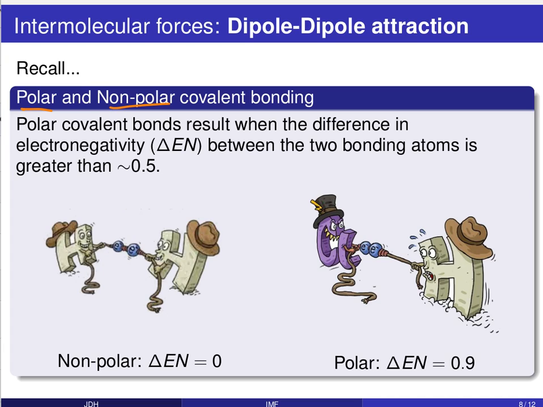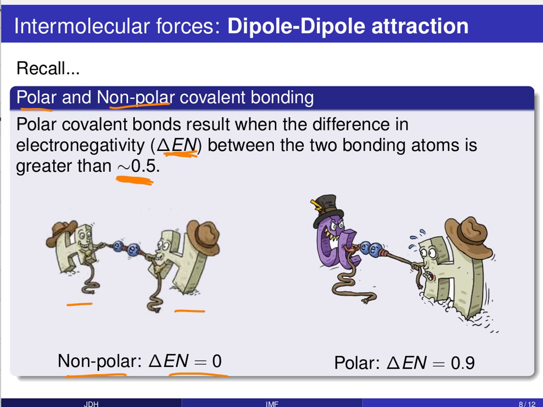We had this loose rule of thumb that said that if the difference in electronegativity, which we denote delta EN, is greater than about 0.5, then you're going to have a polar covalent bond. If it's less than that 0.5 cutoff, then we're looking at a nonpolar bond. For example, if you're looking at two hydrogen atoms playing tug of war with those shared electrons, they're both just about equal strength. Because they're the same exact element, the difference in electronegativity is zero, and so the resulting covalent bond is nonpolar.